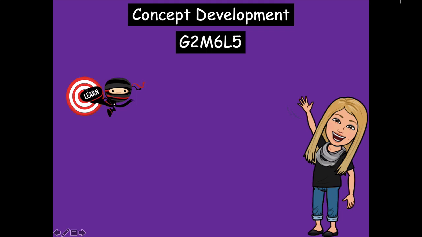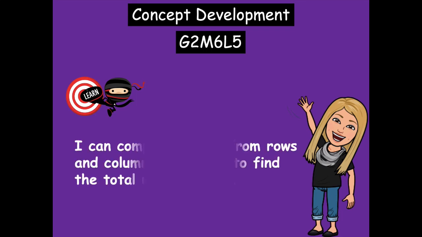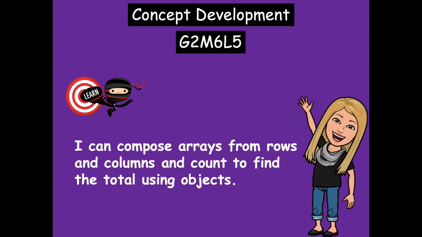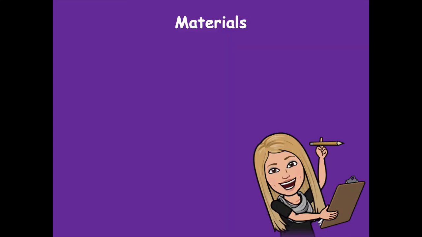For our lesson today, we're going to talk about how we can count objects by putting them in rows and columns, and how we can put them in arrays to make it easier for us to count. So our learning goal for today says I can compose arrays from rows and columns and count to find the total using objects. The materials that you'll need for this lesson are your dry erase board and about 20 counters. So make sure you grab those before you get started.